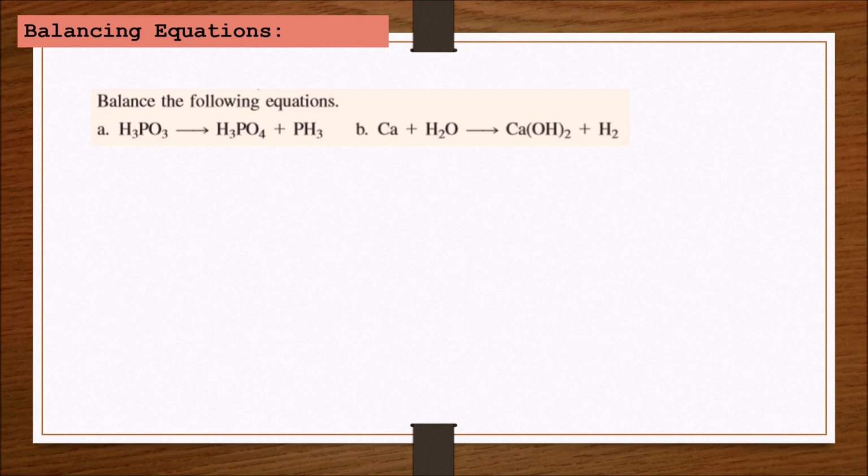So we have here, letter A, H3PO3, or what we call phosphorous acid, into H3PO4, or phosphoric acid, plus phosphine. Letter B, we have calcium plus water is equal to calcium hydroxide plus H2.